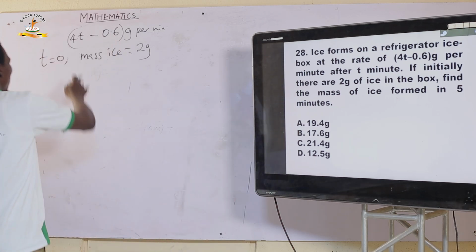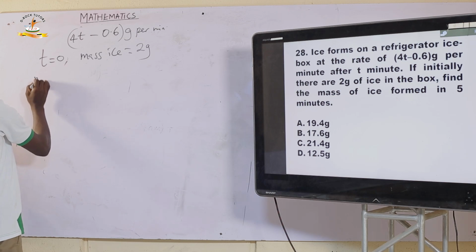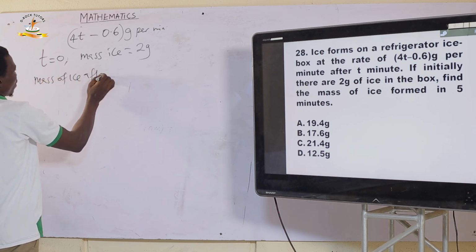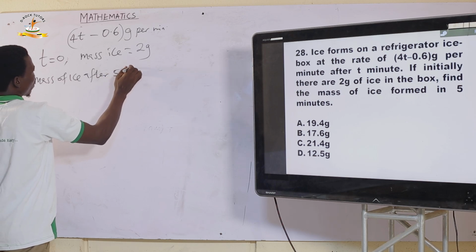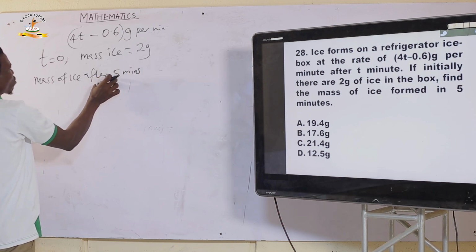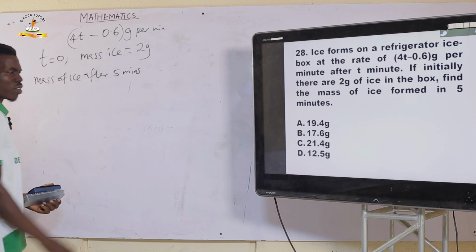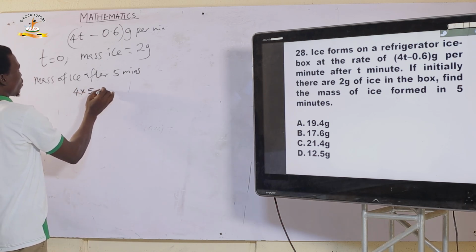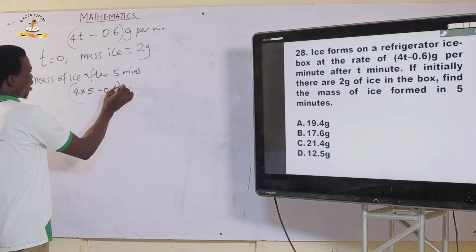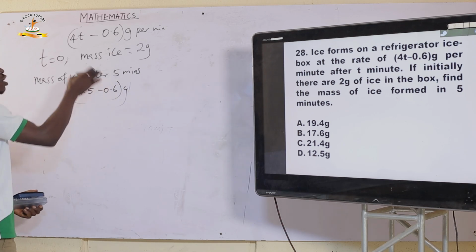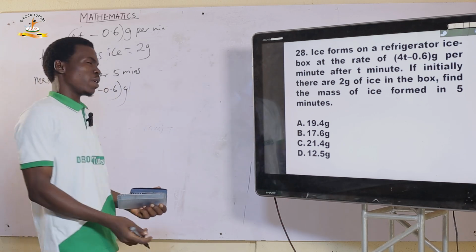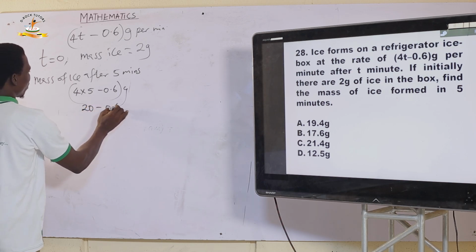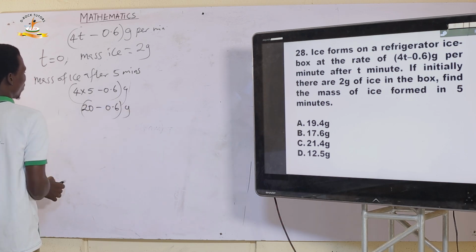After 5 minutes, we'll use this formula to find the mass of ice after 5 minutes. We simply put t equals 5 into this equation given to us, and with that we're going to get 4 times 5 minus 0.6 grams. Simply putting t into this problem, and that is going to be 20 minus 0.6 in grams, and this is simply going to be what?